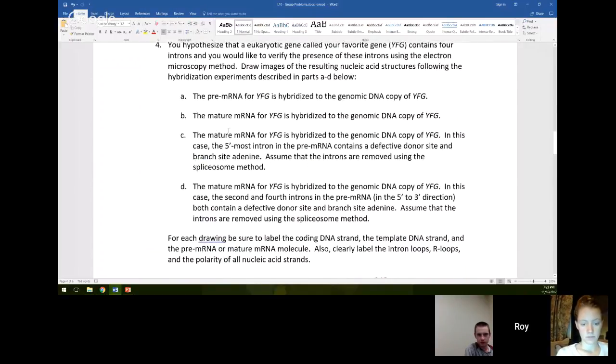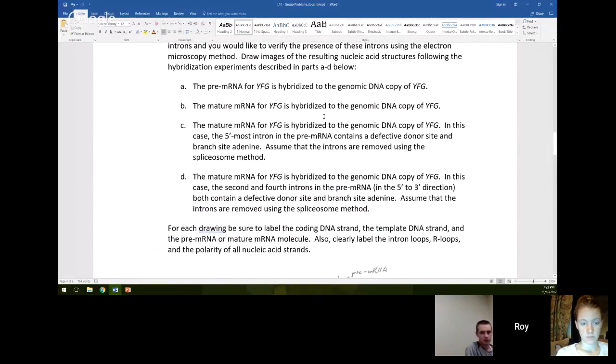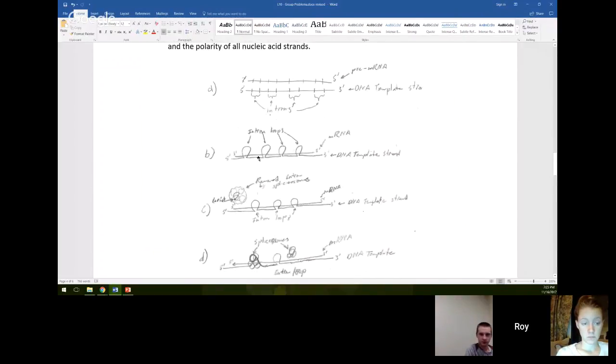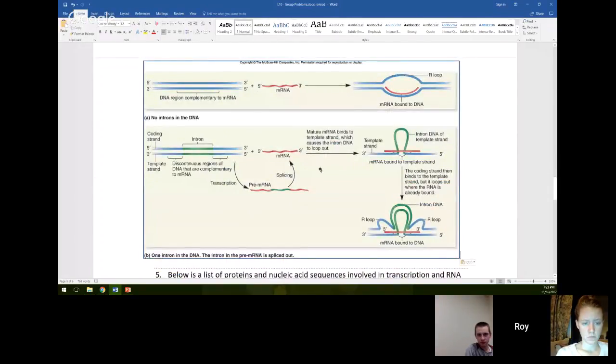Then the mature mRNA for your favorite gene is hybridized to the genomic DNA of your favorite gene. So that's where this one would be. This is where the hybridization comes from. The introns get popped up into these intron loops, and your mRNA is sitting right there on top of your template strand. This is what it looks like right here.